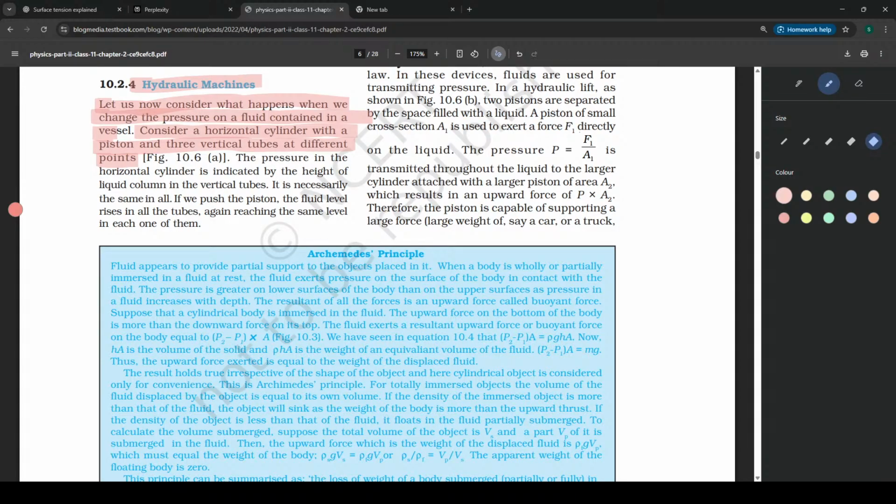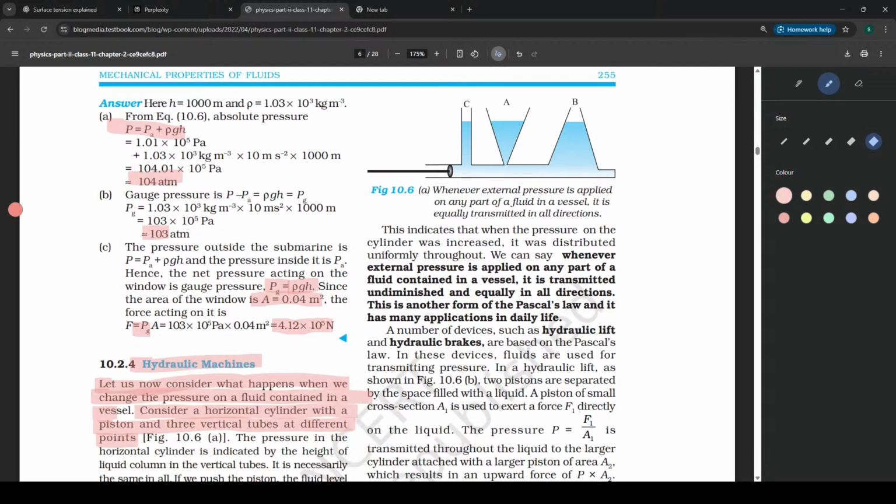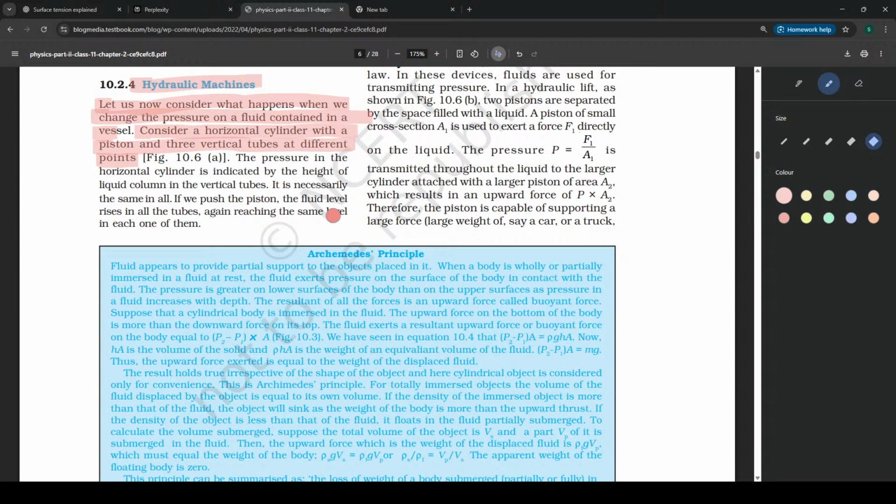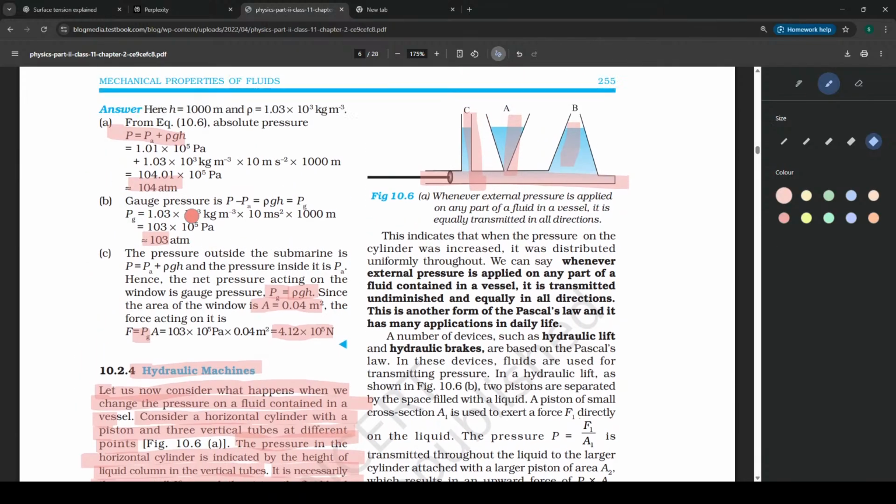If we consider a horizontal cylinder and 3 vessels of different shapes, the pressure in the horizontal cylinder is indicated by the height of the liquid column in the vertical tubes. It is necessarily the same in all. We push the piston, the fluid level rises in all the tubes, again reaching the same level in each of them. Why does that happen?